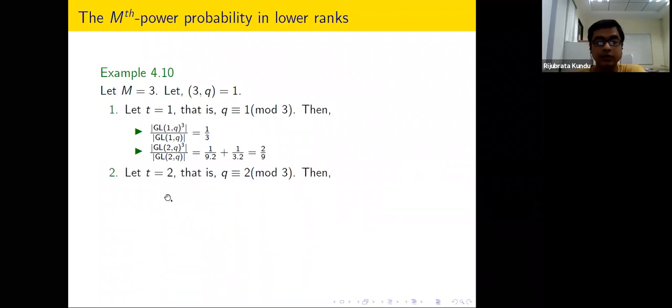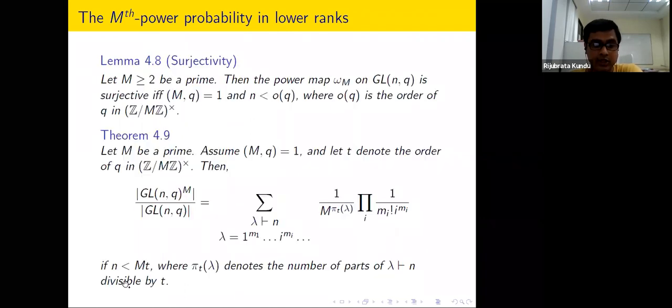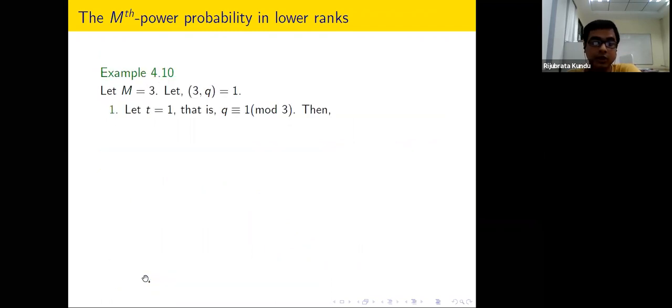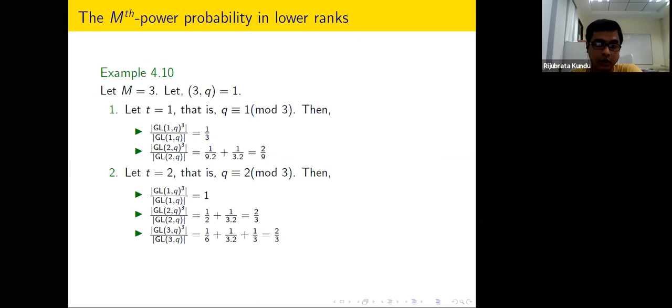Right? And similarly, if t is equal to 2, that is when q is 2 mod 3, what are the cases that we can give equality for? So n less than mt, so m is 3 and t is 2, so n less than 6. So we can give equalities up till the rank 5 case, right? So this is how it looks. These are just direct computations from the expression that we have.